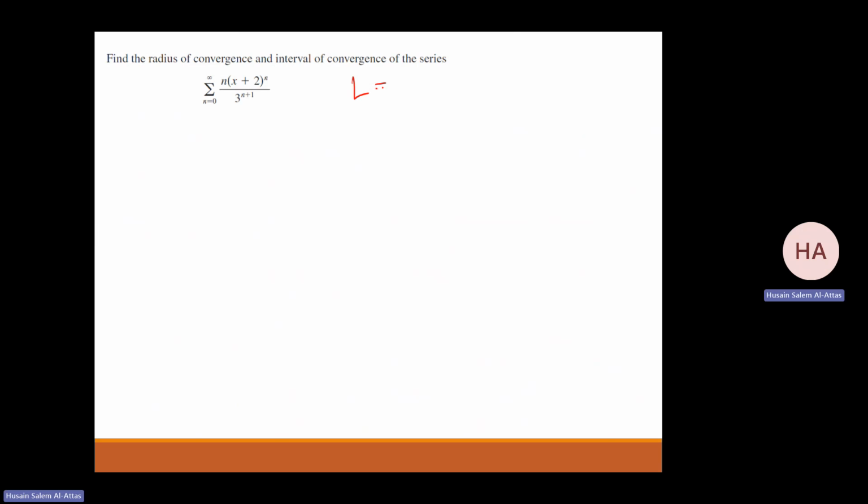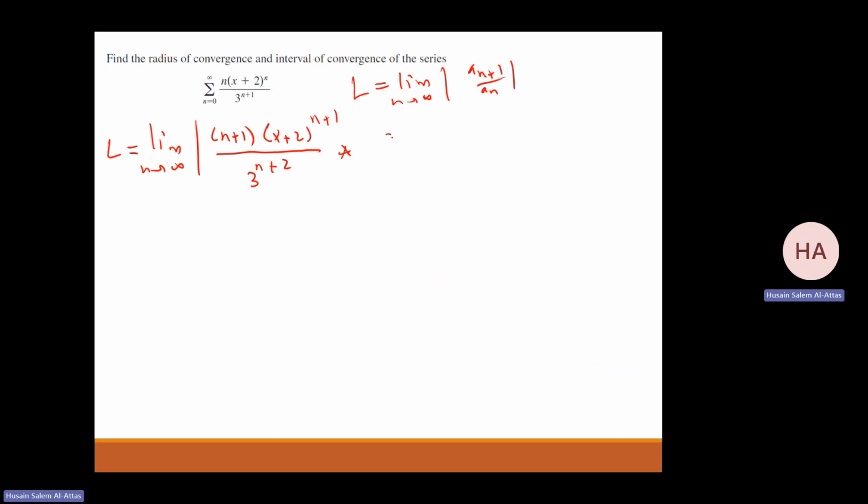So I'll find L, limit n goes to infinity. I will not write it again, or right away I will go to this. Limit n goes to infinity, n plus 1, x plus 2 to the power n plus 1 over 3, n plus 2, with n plus 1 plus 1 times the reciprocal of this. Right away. That will be what? Limit. I have n plus 1 over n, which I know it's 1. The limit is 1.